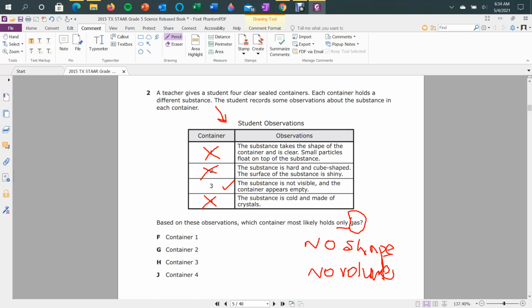So that leaves it with one answer. This one, right? So we're going to say it's container 3, which is H. Is that the correct answer? Let me look at my answer sheet.